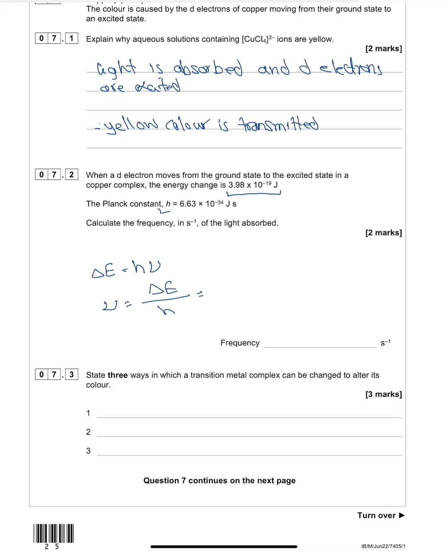So let's just put that in this equation. So delta E is 3.98 times 10 to the minus 19, and h is 6.63 times 10 to the minus 34, and that will give us the frequency, which is 6 times 10 to the 14 second minus 1.